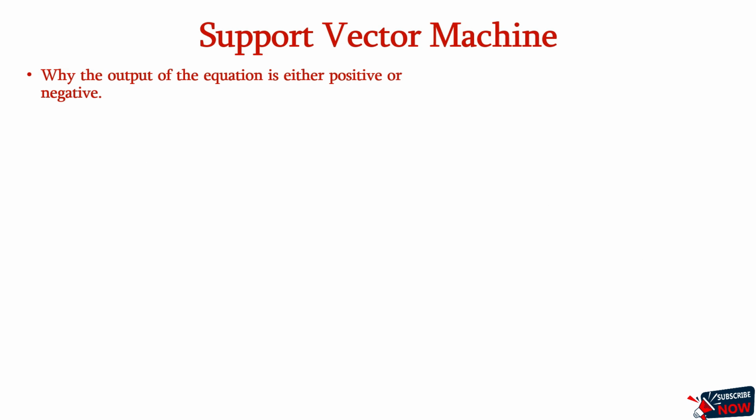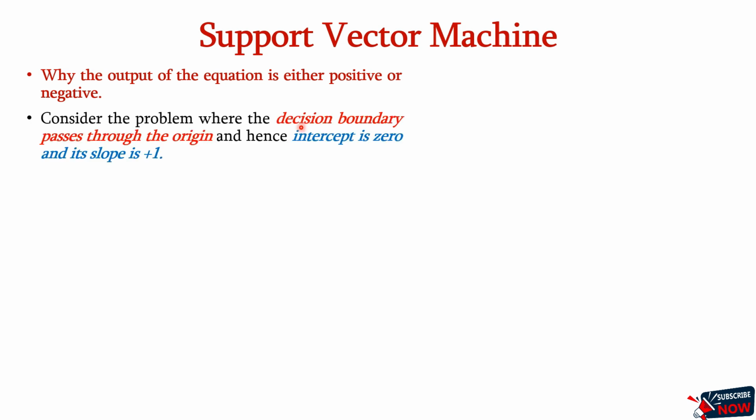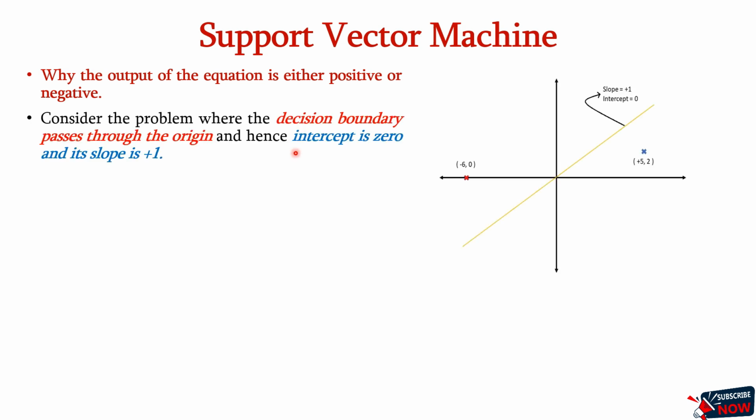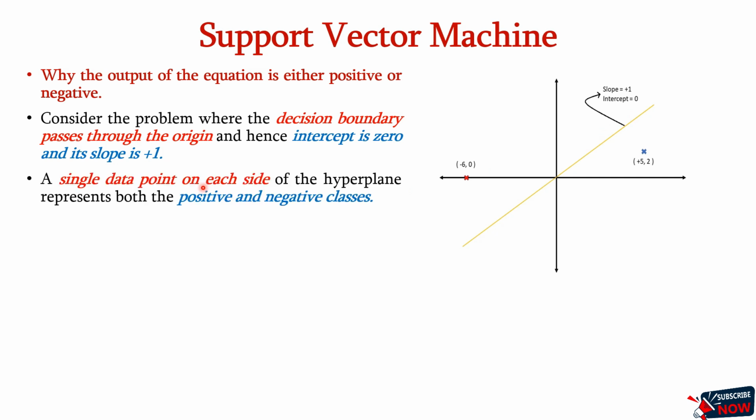Now let us understand why the output of the equation is either positive or negative in SVM using an example. Consider the problem where the decision boundary passes through the origin as mentioned here. Since it is passing through the origin, the intercept is 0 and the slope is +1. We have a single data point on each side of the hyperplane. So this side the red point is (-6, 0) and this side we have a blue point that is (5, 2).